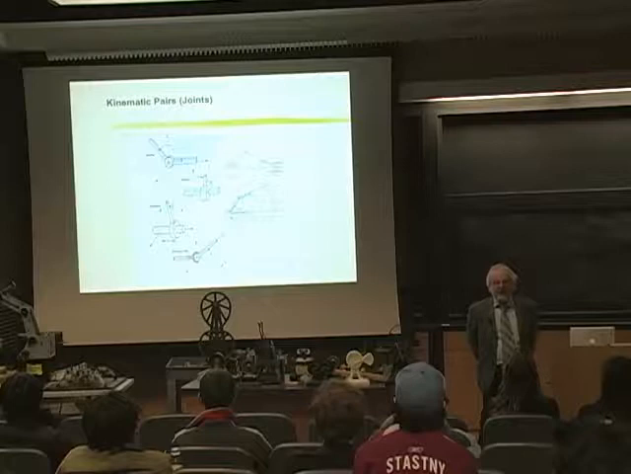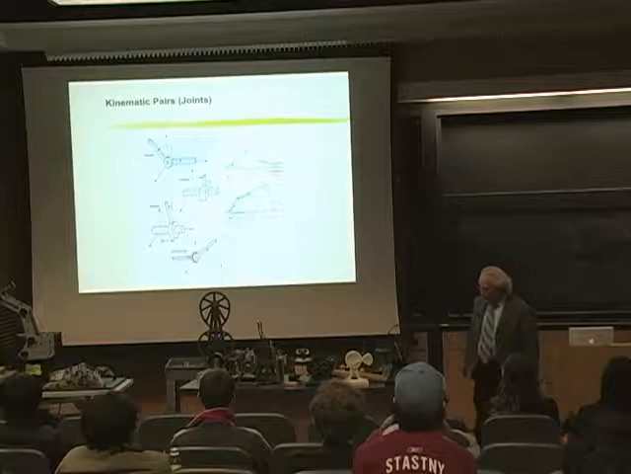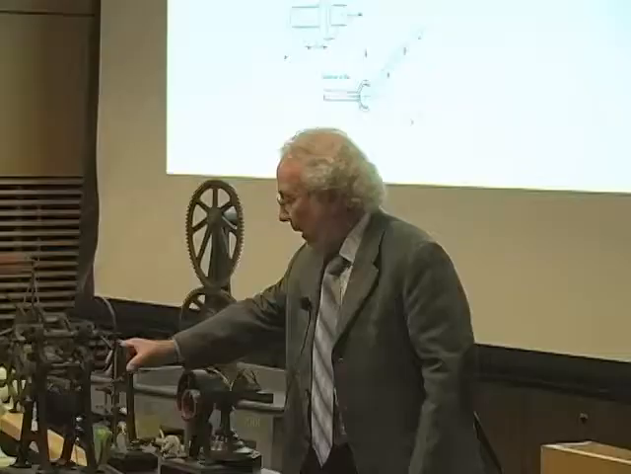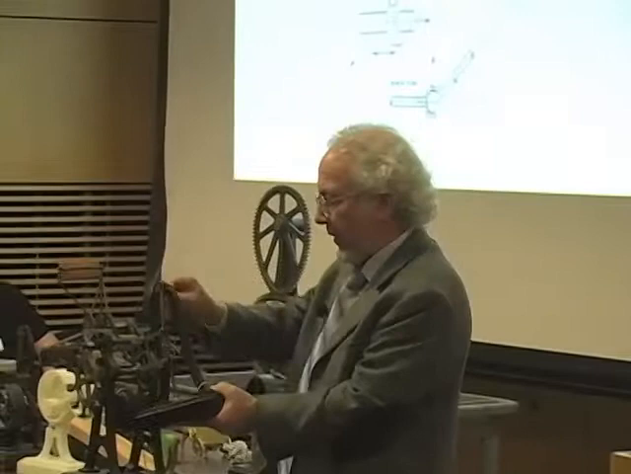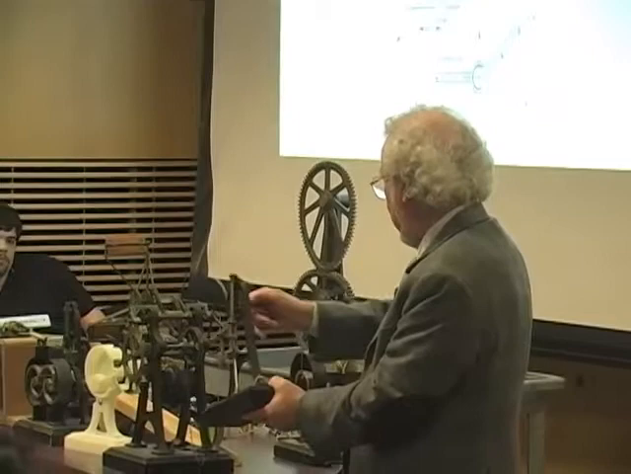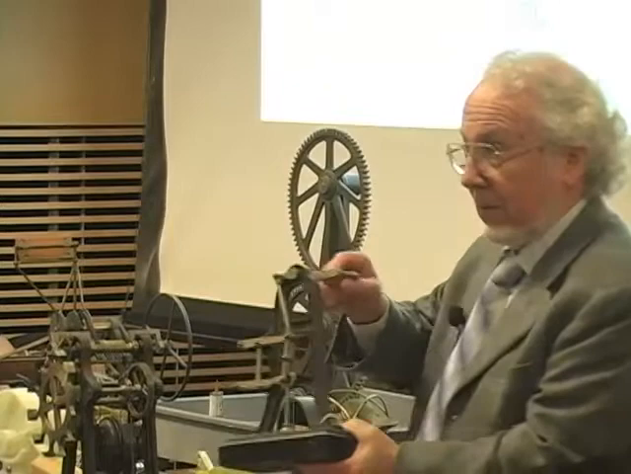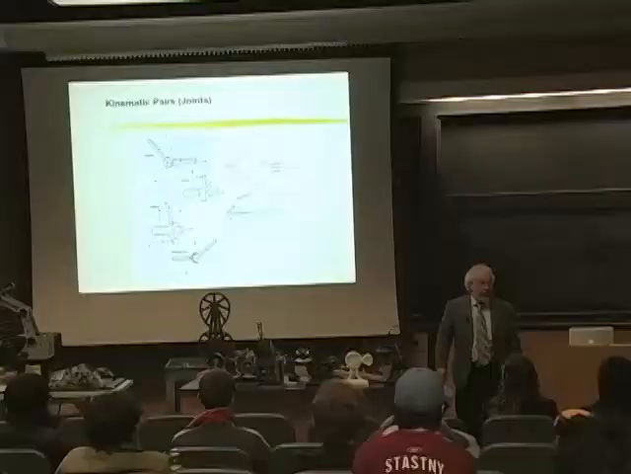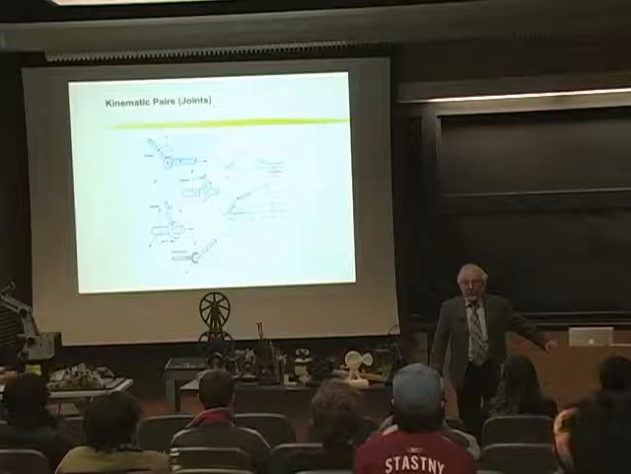The basic fundamentals of kinematics have to do with how you put together different rigid bodies and connect them with either revolute joints or prismatic joints, sliding joints. Connecting all of these links with different joints then produces so many degrees of freedom, and with those degrees of freedom you can produce a machine to do what you want.